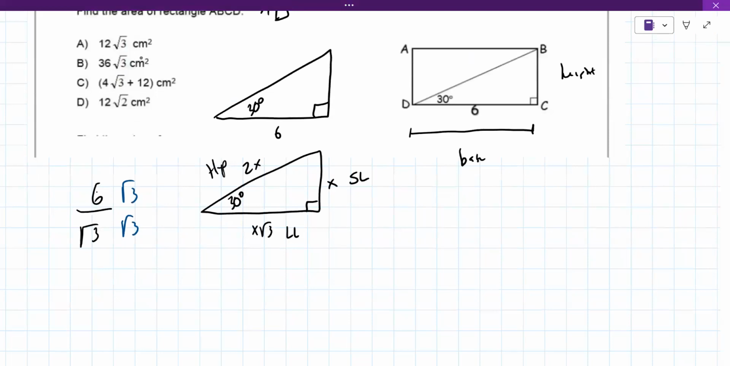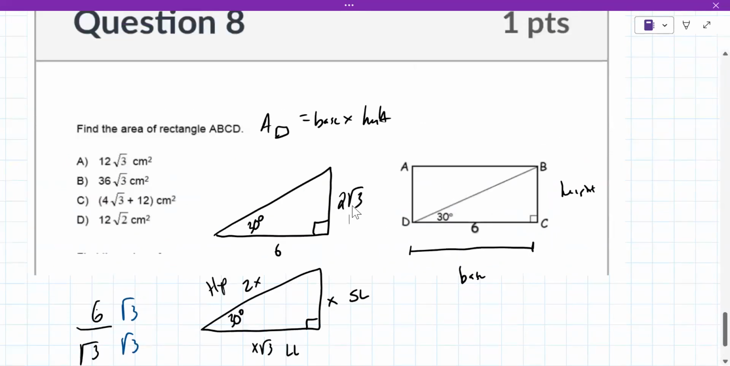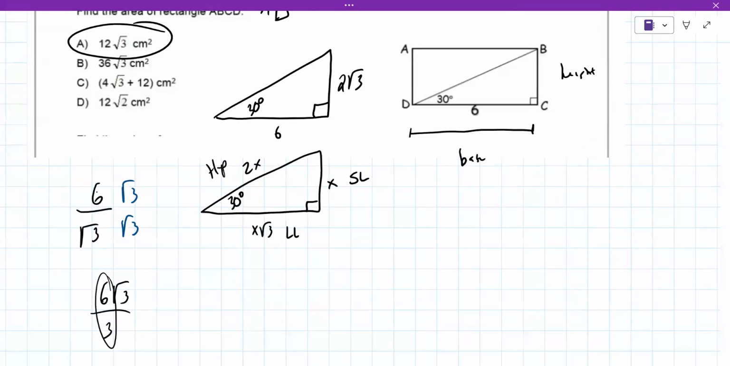So does that reduce? 6 square root of 3 over 3, does that reduce? Yeah, it'd be 2 square root 3. So your short leg is 2 square root of 3. Is that what you want to find? Yeah, because then I know the height will be 2 square root of 3. And so I can do 6 times 2 square root 3, which will give me 12 square root 3. Got it. Good job.